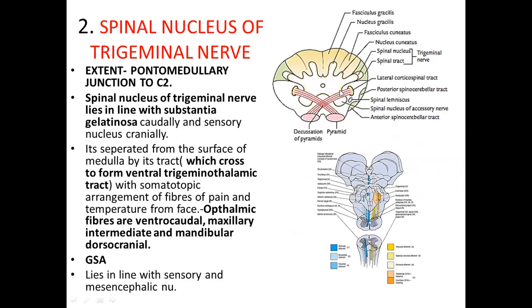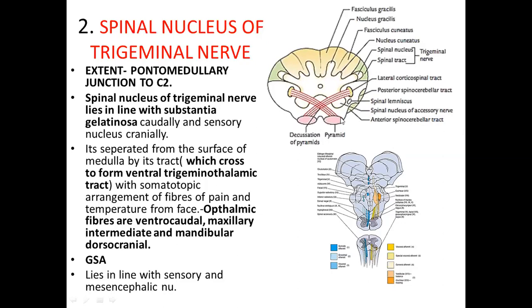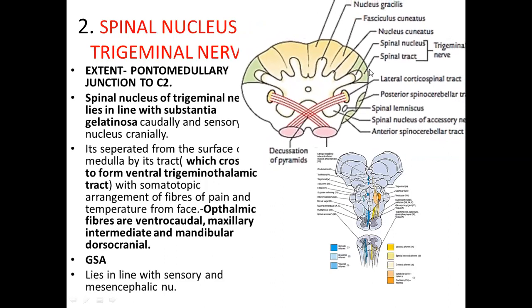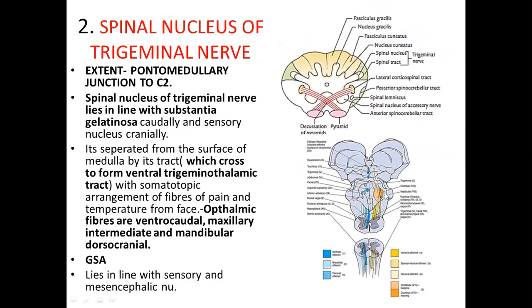Then is the spinal nucleus of the trigeminal nerve. So over here, the second, on the most lateral side, is the spinal nucleus of the trigeminal nerve. Now the spinal nucleus of the trigeminal nerve belongs to the afferent column, the general somatic afferent column, right? So it extends from the pontomedullary junction till the second cervical segment, and it lies in line with the substantia gelatinosa caudally and the sensory nucleus of the trigeminal nerve cranially, right? And it is separated from the surface by its tract, the spinal tract of the trigeminal nerve.